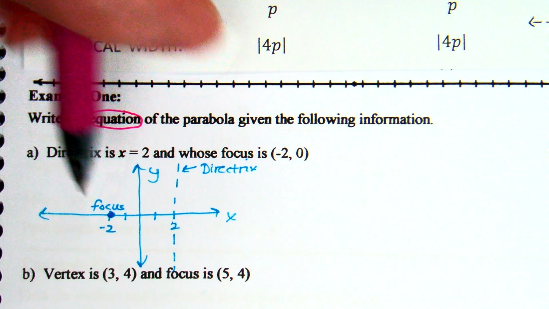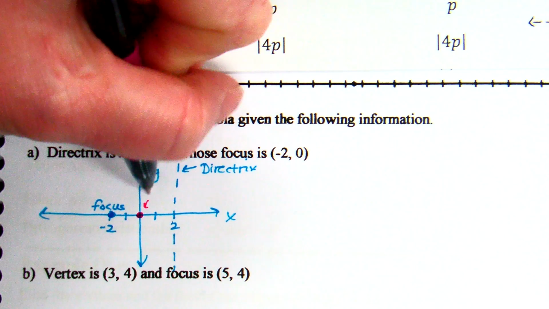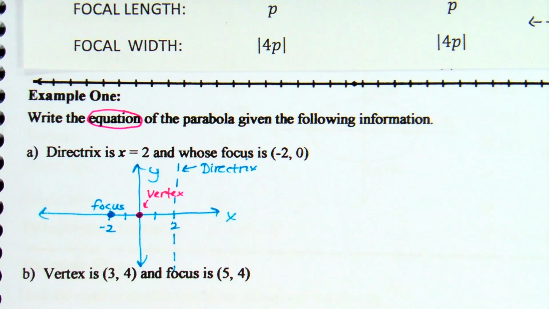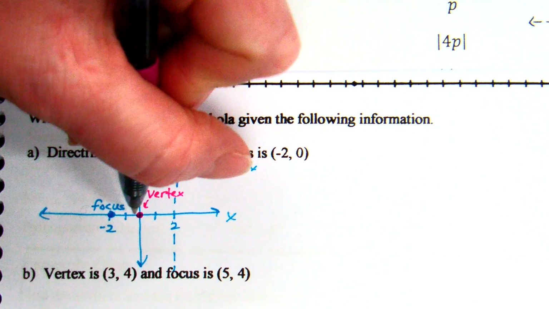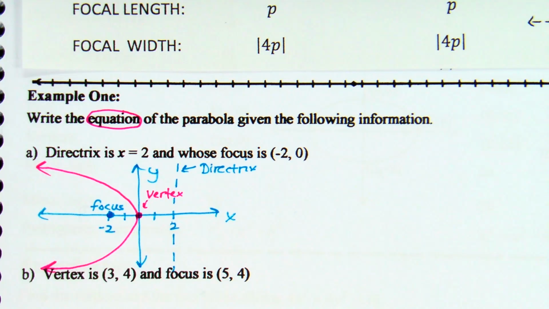Can you tell me where the vertex is? It's going to be on x equals 0. Yeah, more specifically the point (0, 0). How do I know my vertex is at (0, 0)? Remember, my vertex is equidistant from the focus and the directrix. So that puts it 2 in each way, so my vertex is at (0, 0). I'm just sketching a parabola in here. Again, I'm not saying you had to draw a picture to do this problem, but I think it helps, especially at this stage in the game.